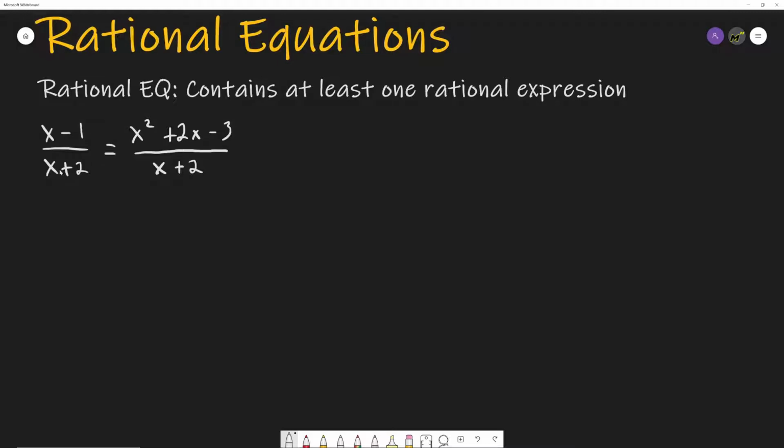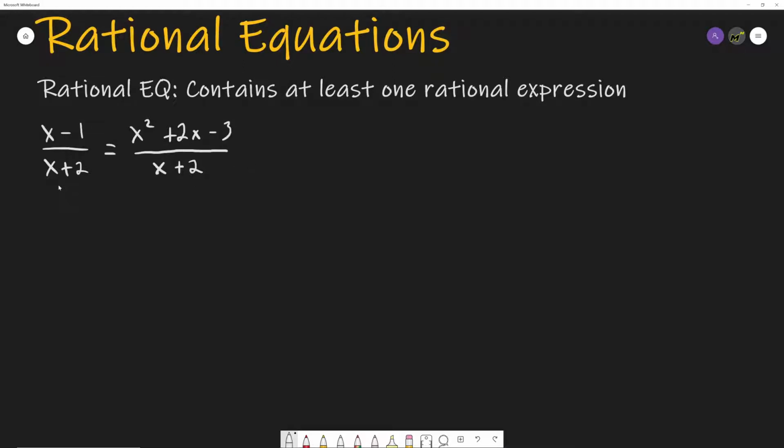It contains at least one rational expression, therefore it's a rational equation. Let's give it a shot. How in the world could we solve for x in this type of problem? Well, we can use an old trick called cross multiplying, because if I want to cancel out this x plus 2, I would multiply this by an x plus 2. And I do the same thing on this side. If I want to cancel out this x plus 2, I would multiply both sides by an x plus 2.